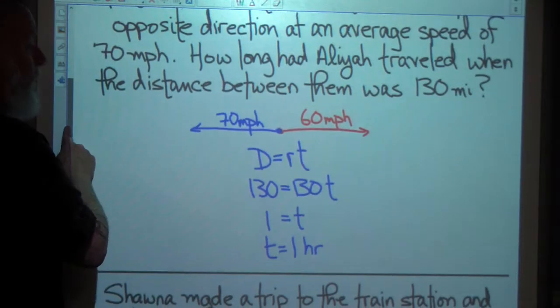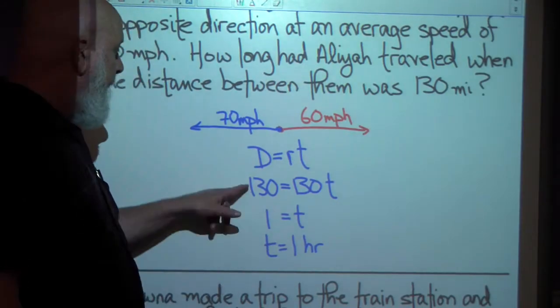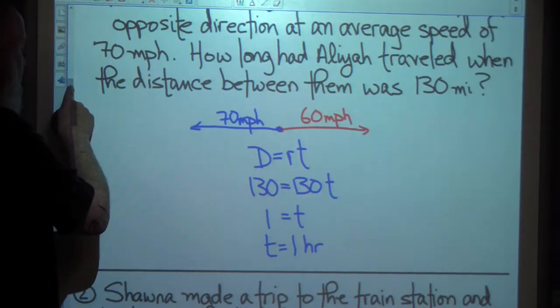Just use this formula, distance is equal to rate times time, and a little bit of logic. Does that make sense? Hope it does. Let's move on to the next one and have a look.